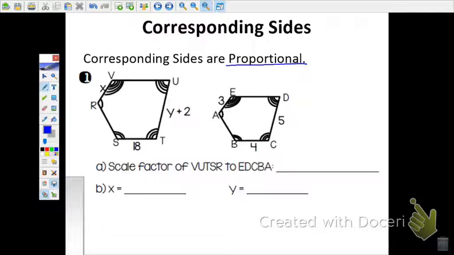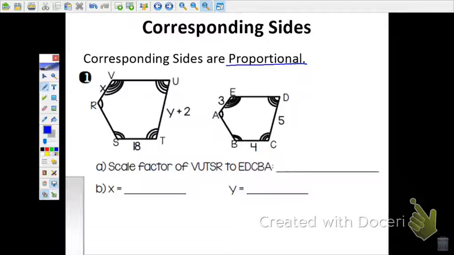So looking at this first diagram, okay, they've marked the angles so we know which angles are congruent, which then helps us as we match up those corresponding sides. So first of all, it wants us to find the scale factor of this one on the left, VUTSR, to EDCBA. So again, we can choose any pair of corresponding sides.